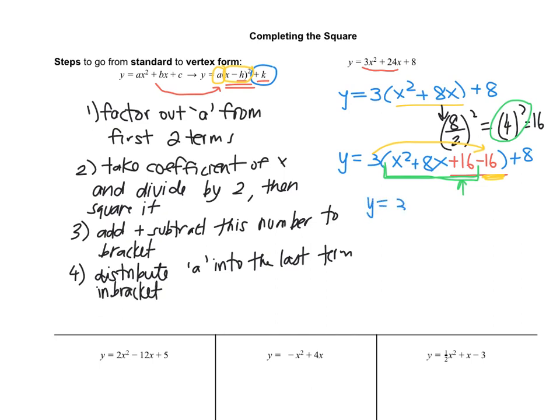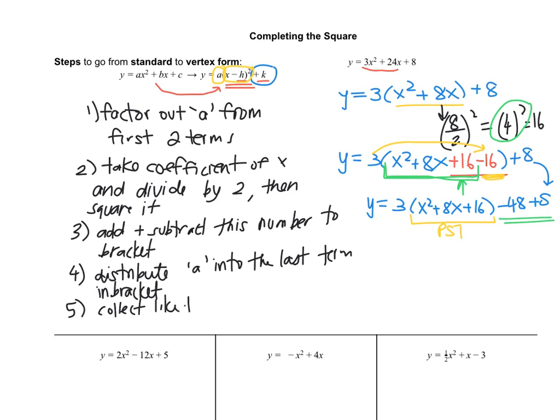So 3 bracket x squared plus 8x plus 16, and then 3 times negative 16 is negative 48, and then the plus 8 from the end. Now, these two terms, when I collect them, will become k, and this bracket is a perfect square trinomial. So I'm going to factor it and then you're done. So step 5 is going to be collect like terms for k and factor the perfect square trinomial.